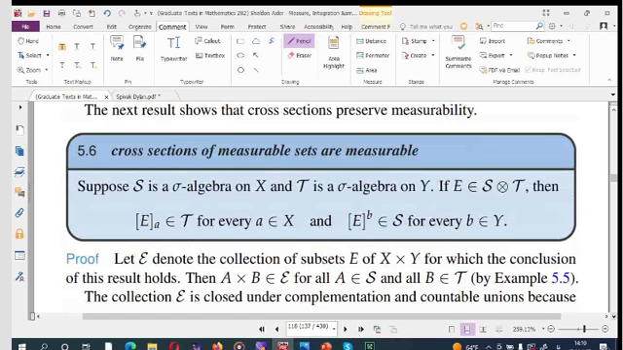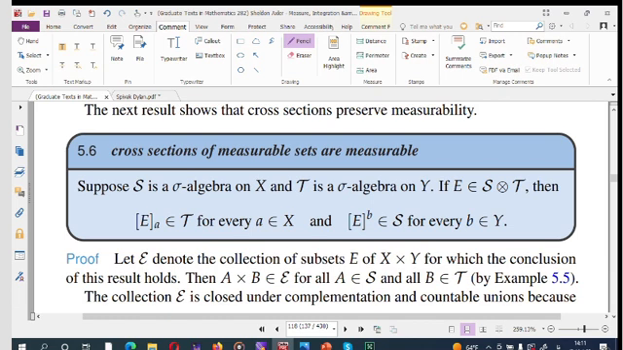And we have this proposition. Suppose S is a sigma algebra on X and tau is a sigma algebra on Y. If E belongs to this sigma algebra, then the section of A belongs to tau for every A in X, and the section of E in respect to B belong to S for every B in Y.